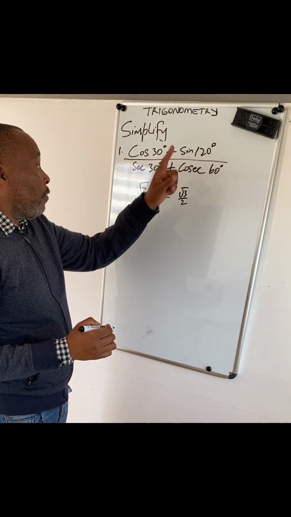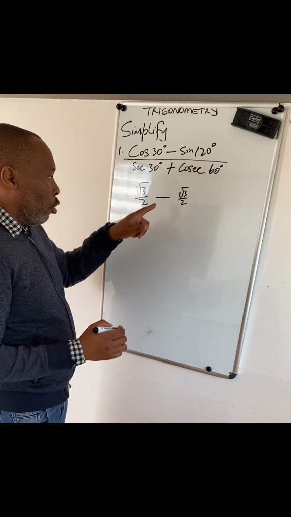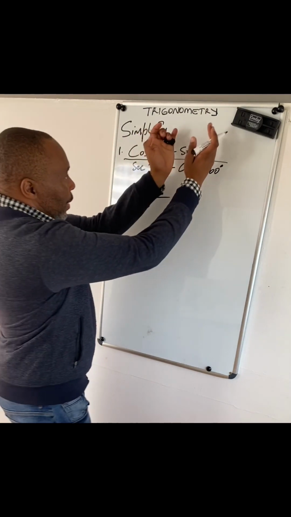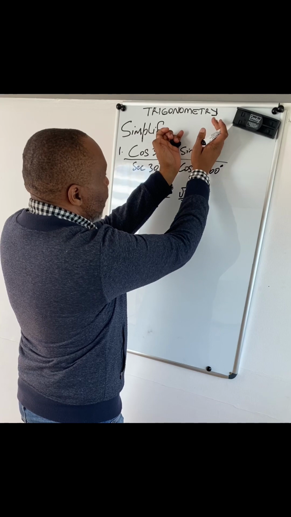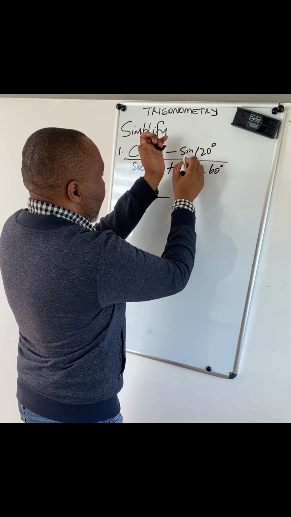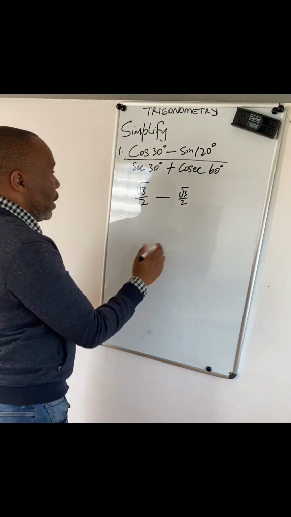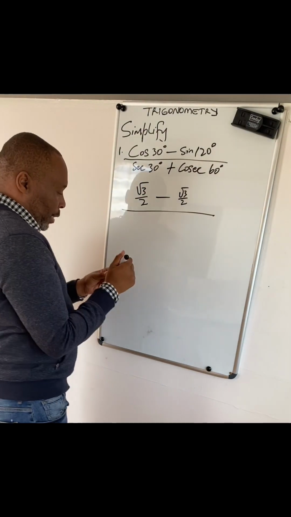It's positive because it's in the second quadrant. It remains positive, so don't be confused by this negative. It's part of the sum, but this part alone has its own definition. It's sine in the second quadrant and the sine is positive, so it remains as it is. And we come to this side.